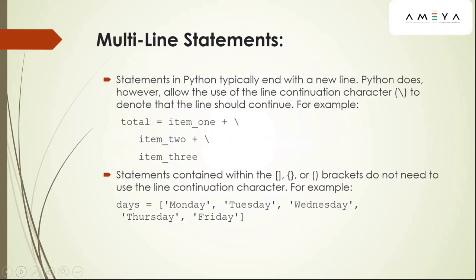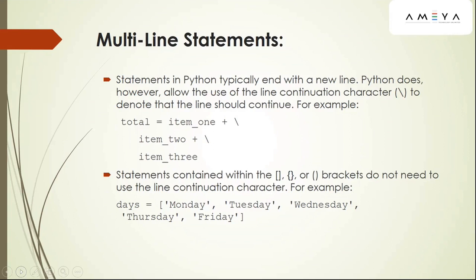Multi-line statements. Statements in Python typically end with a new line. Python does, however, allow the use of the line continuation character to denote that the line should continue. You can declare the variable name as total, and add three variables: item underscore one plus slash, in the next line item underscore two plus slash, item underscore three. So you can write the statement with the help of multi-line statements. The lines are continuing one by one.